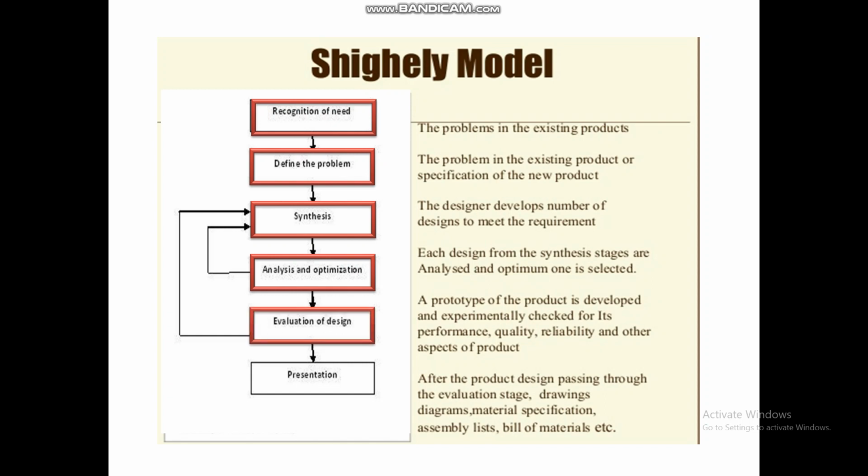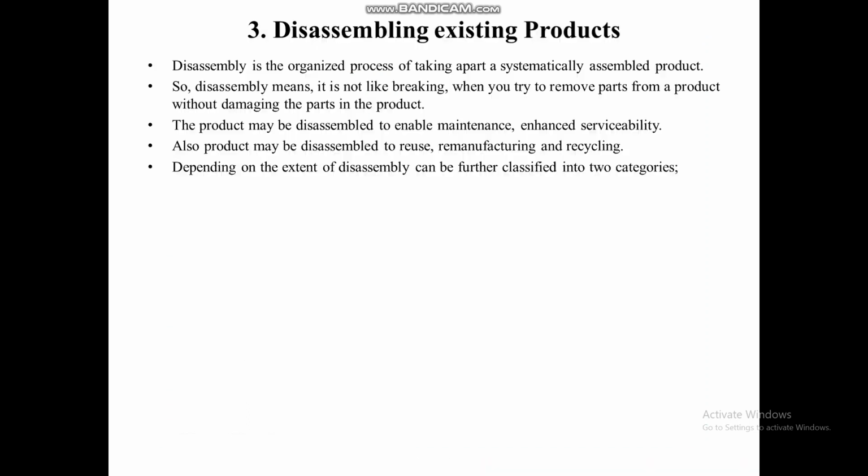A prototype of a product is developed and experimentally checked for its performance, quality, reliability, and other aspects of the product in this evaluation of design. The next, last one: after the product design passes through the evaluation stages, the drawing, diagram, material specification, and assembly list will be presented in this stage, known as presentation.